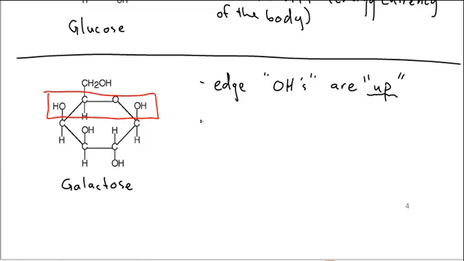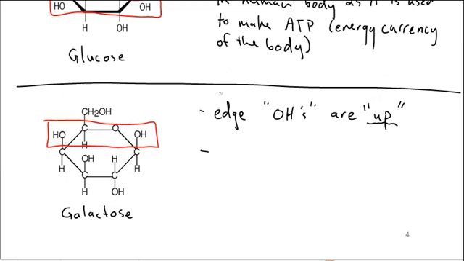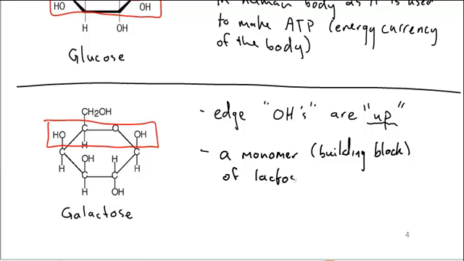So in this case, what is galactose? Well, it might remind you of a sugar you're more familiar with, lactose. It is actually a monomer. Remember, that means a building block of lactose, which is a more complex sugar found in milk. So, galactose is found in milk.